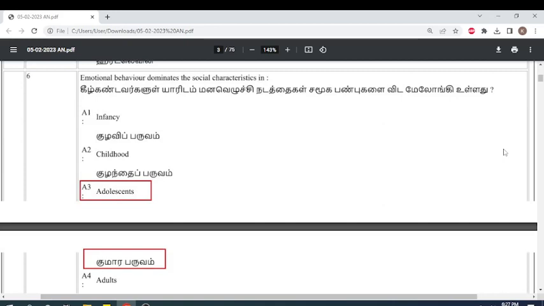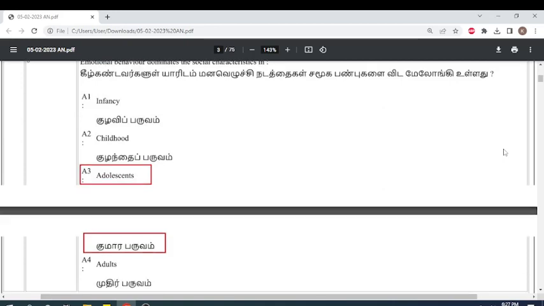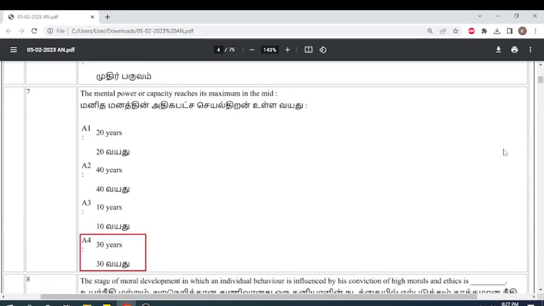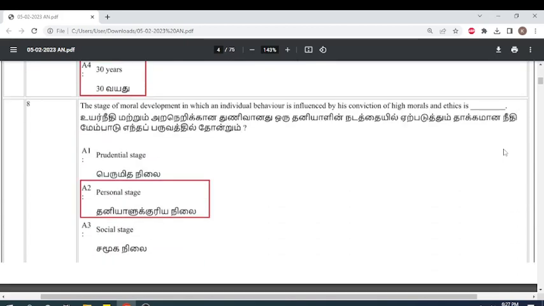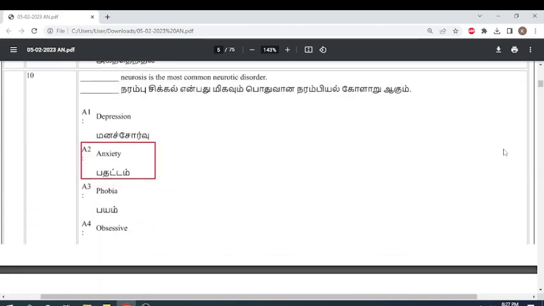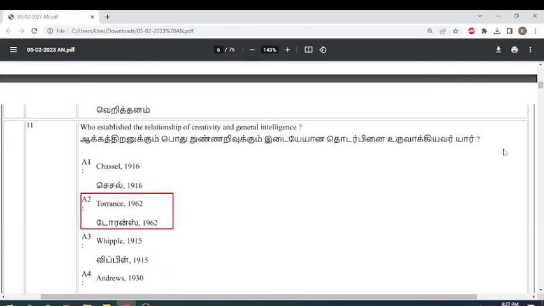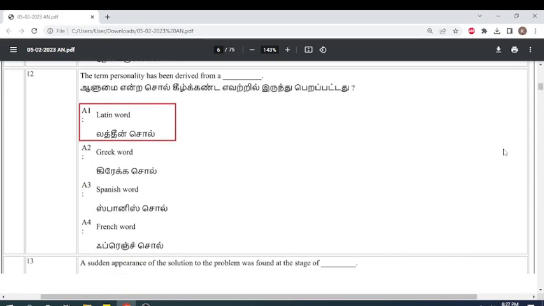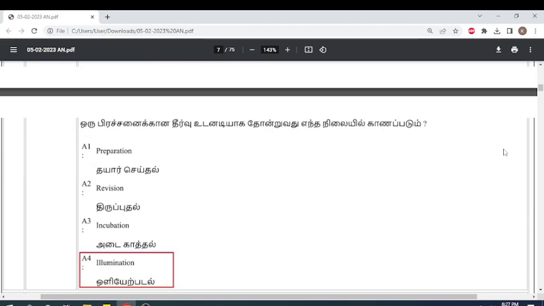Sixth question kana answer A3. Seventh question kana answer A4. Eighth question kana answer A2. Ninth question kana answer A3. Tenth question kana answer A2. 11th question kana answer A2. 12th question kana answer A1. 13th question kana answer A4.